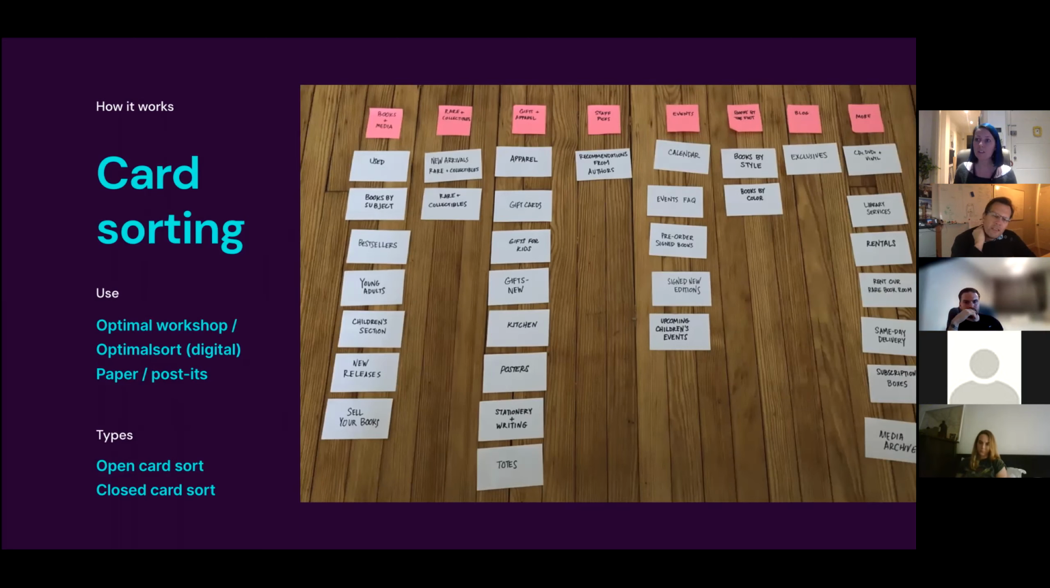So Daria, in this example here, would you get people to group all the white cards first of all, and then come up with names for the categories afterwards?